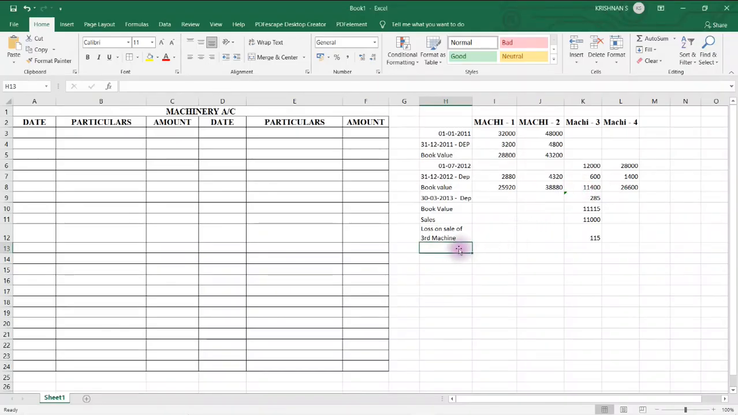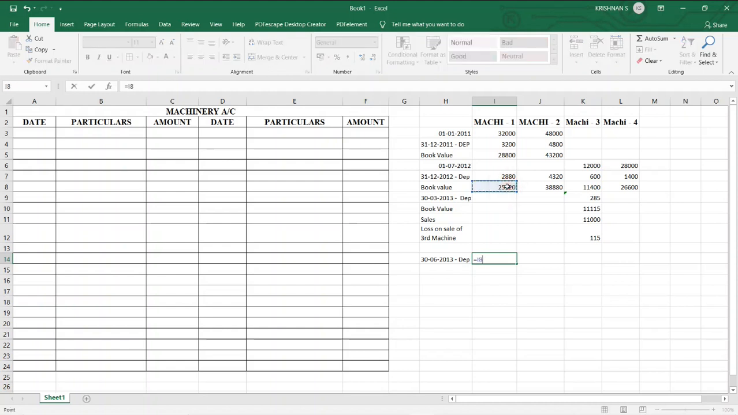So come to the workings. Here, that machinery sold on 30/6/2013. So we have to calculate depreciation for the first part of the year on that machinery. We have to calculate depreciation on the book value at the beginning of that year. Book value at the beginning of 2013 is rupees 25,920 into 10 divided by 100 into 6 divided by 12, because we have to calculate depreciation for only 6 months. So we get depreciation of rupees 1,296.